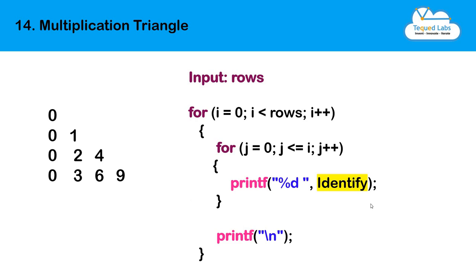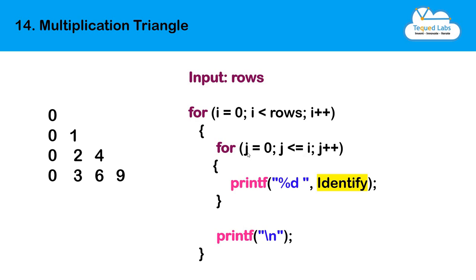But now the major challenge is to identify what exactly you have to print in these places to get this multiplication table. Let us analyze one by one based on the loop variables. Please pay close attention to the loops. When i is 0, j will execute one time.